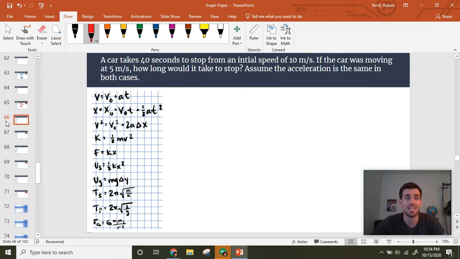Here we go. 90 seconds. A car takes 40 seconds to stop from an initial speed of 10 meters per second. If it's moving at 5 meters per second, now how long would it take to stop? 90 seconds.